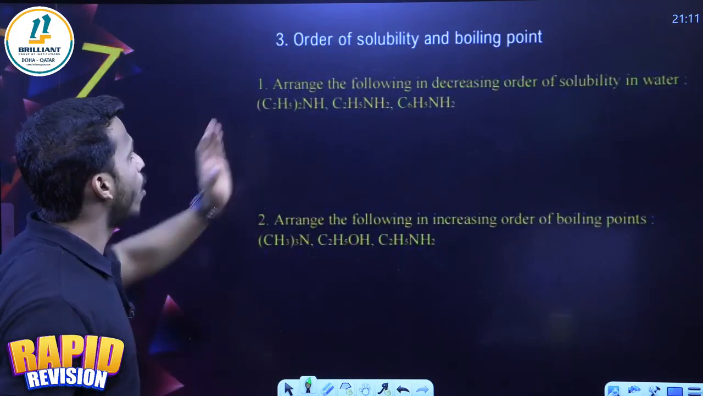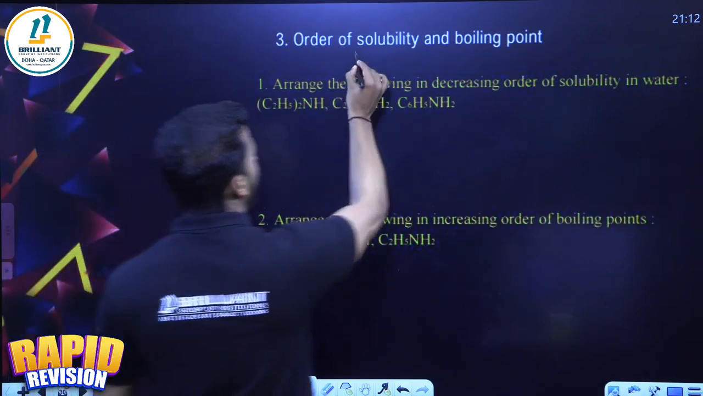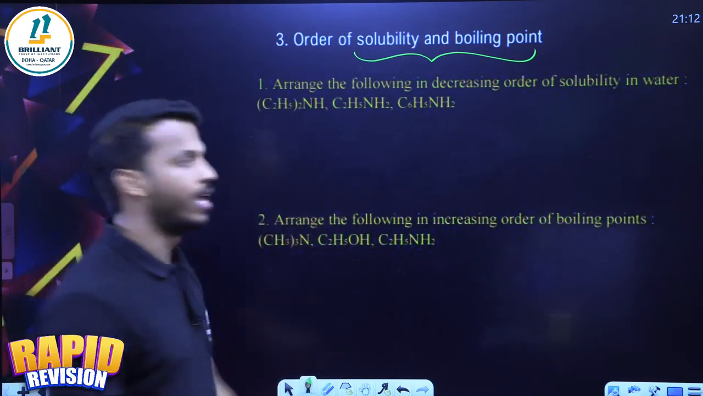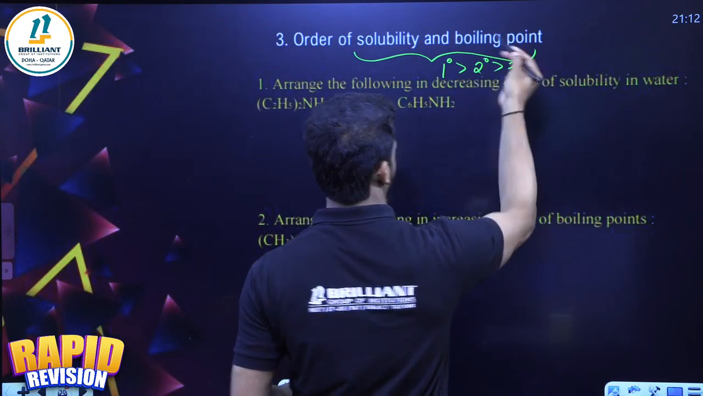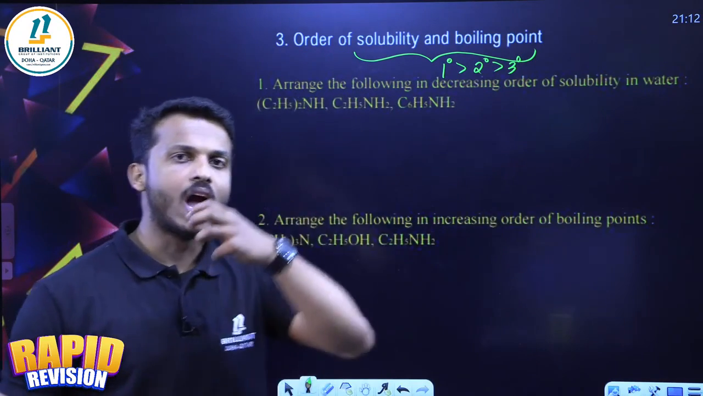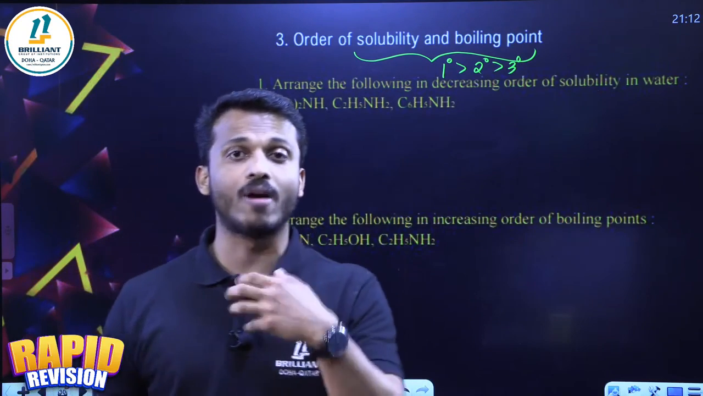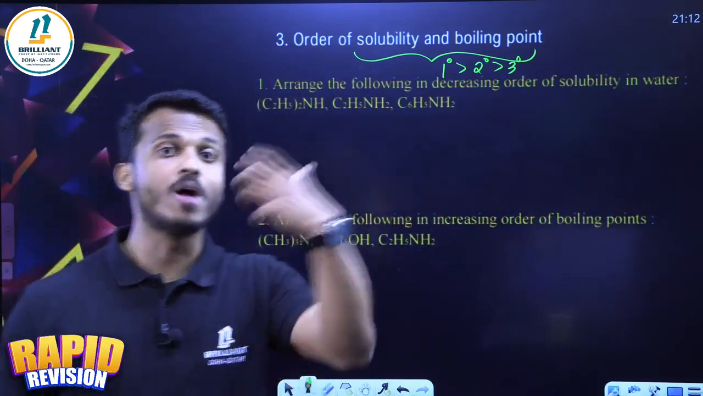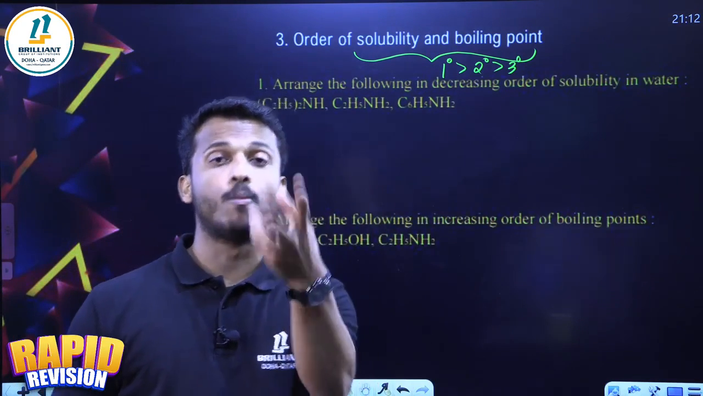Next one, dear all, order of solubility and boiling point. Boiling point and solubility order in the amine topic is the same. It is primary greater than secondary greater than tertiary. Why do primary amines have high boiling point and high solubility? Because primary amines have high ability to form hydrogen bonds. So primary amines have more boiling point and are more soluble.